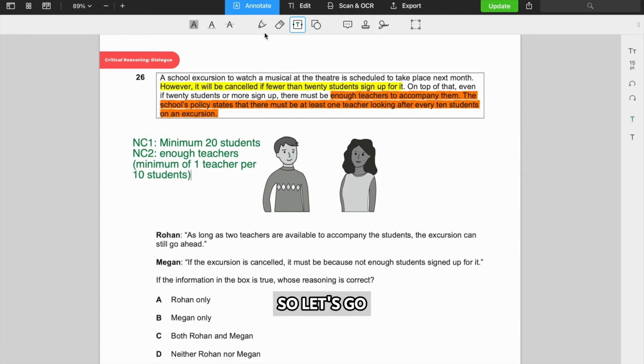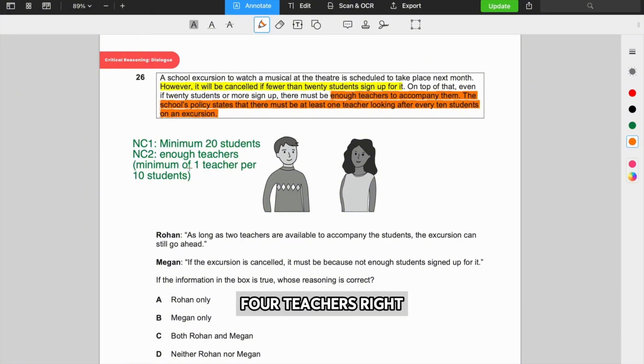So let's go through the statements. Rohan: as long as 2 teachers are available to accompany the students, the excursion will still go ahead. He's wrong on so many levels. First of all, what if there's 40 students? Then you'll need 4 teachers, right? So we don't know how many students will sign up. What if there's an overwhelming number of students who have signed up, and still, if we had 2 teachers, that would not be sufficient, right? So that would mean necessary condition 2 fails.